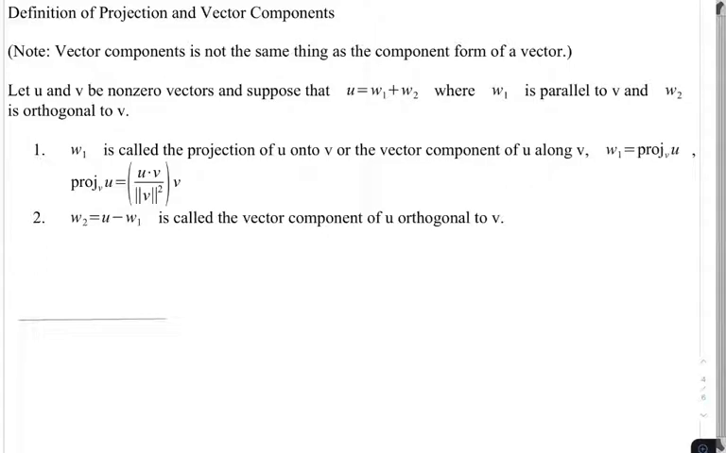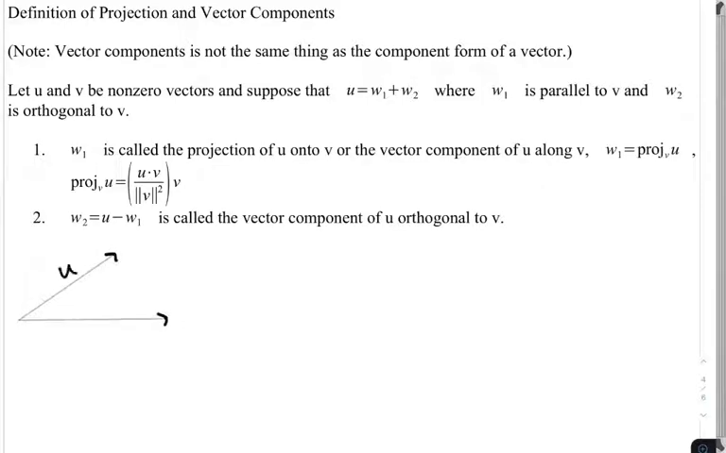The notation is w1 equals proj, or projection, of u onto v, and then we'll see how we come up with the formula. The projection of u onto v is equal to u dot v over the magnitude of v squared, and that's in parentheses, so that whole thing is a scalar, and then you have v there, so that gives you the direction of v. To find w2, the orthogonal component, w2 is going to be equal to u minus w1, and it's called the vector component of u orthogonal to v. So let's see what we got going on here.